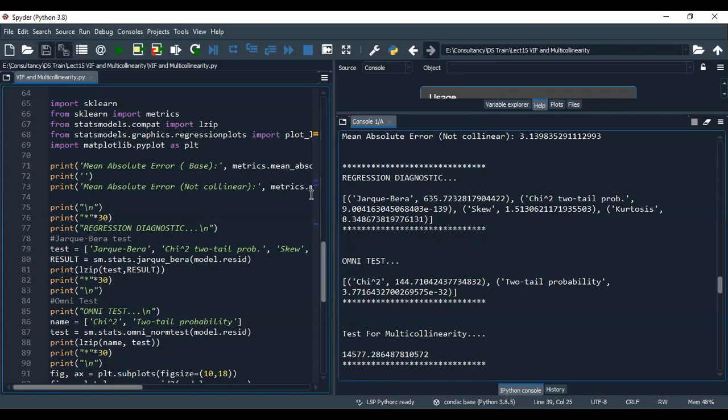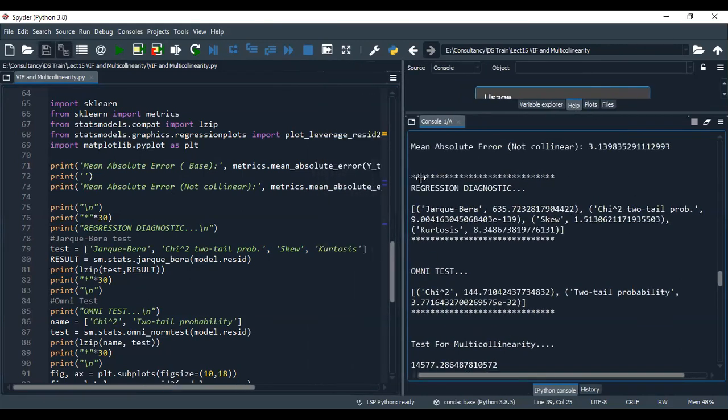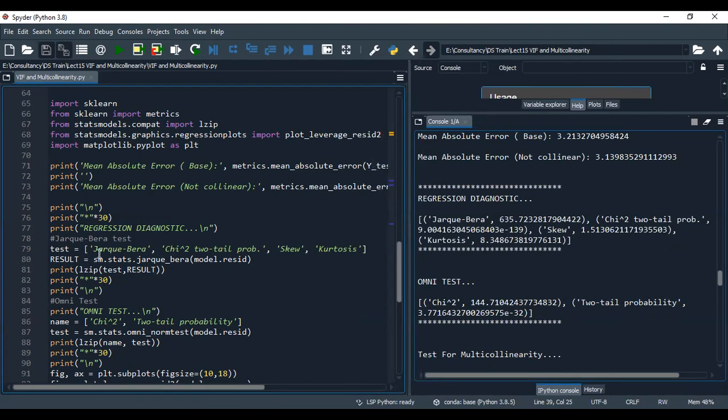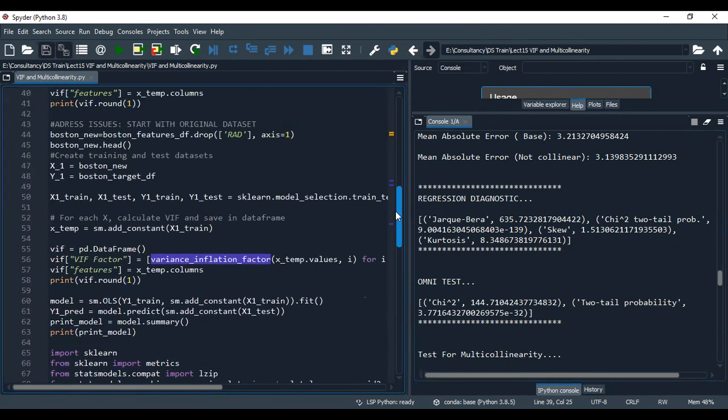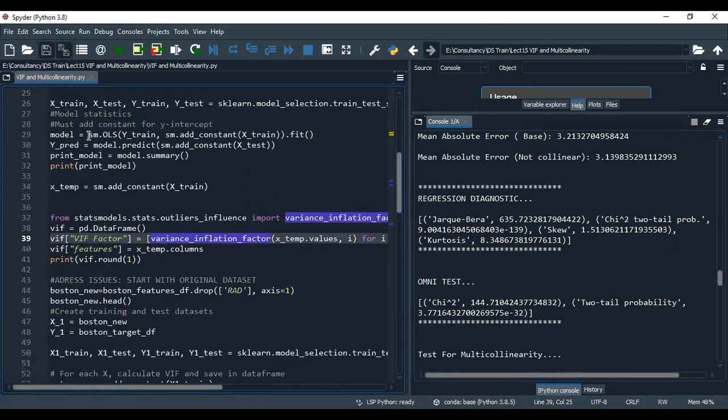I am considering a list. In this list, I am mentioning the names of the different tests, like the JB test, chi-square test, skew, kurtosis, and after that what I am doing is sm.stats.jarque_bera on the model. What is this model? You have fitted the model, meaning you are instantiating it. Here you can check, sm.OLS means you are instantiating OLS. You are passing this y_train and the added constant, and you are fitting this model. You are getting this model value.